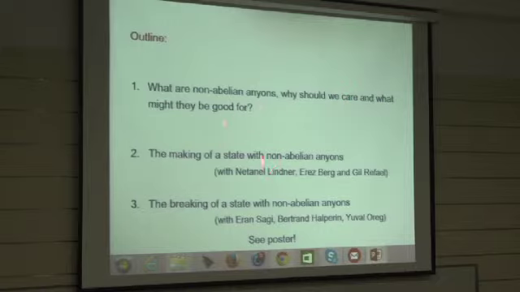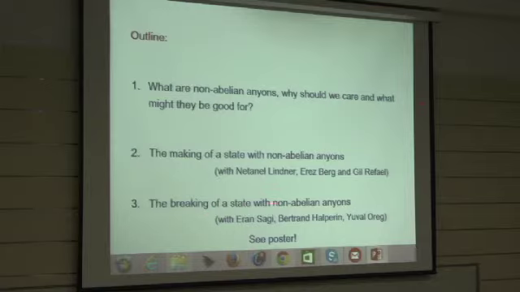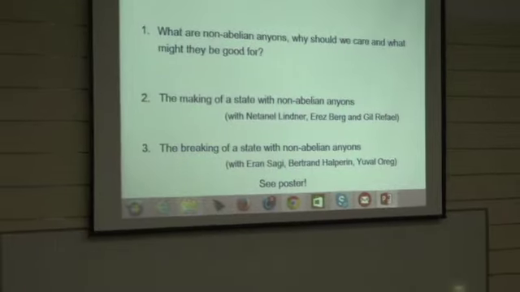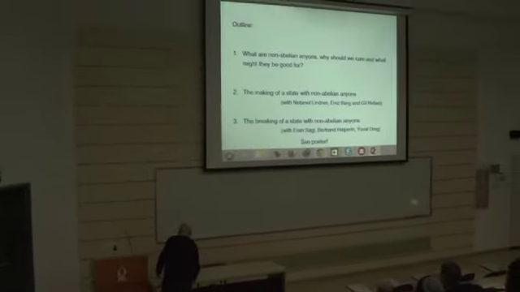Then I'd like to tell you about the two pieces of work that I've been involved in. One is on how we can generate from scratch, if you want, a non-abelian state of matter, and this is work done with Netanel Lindner from the Technion, Erez Berg, and Gil Refael from Caltech. And then what happens to a non-abelian state of matter as we take its dimension and make it narrower and narrower, so that we take it through a transition from 2 dimensions to 1, and this is work with Ran Sagi, Ady Stern, and Yuval Oreg, and there's a poster today describing it.